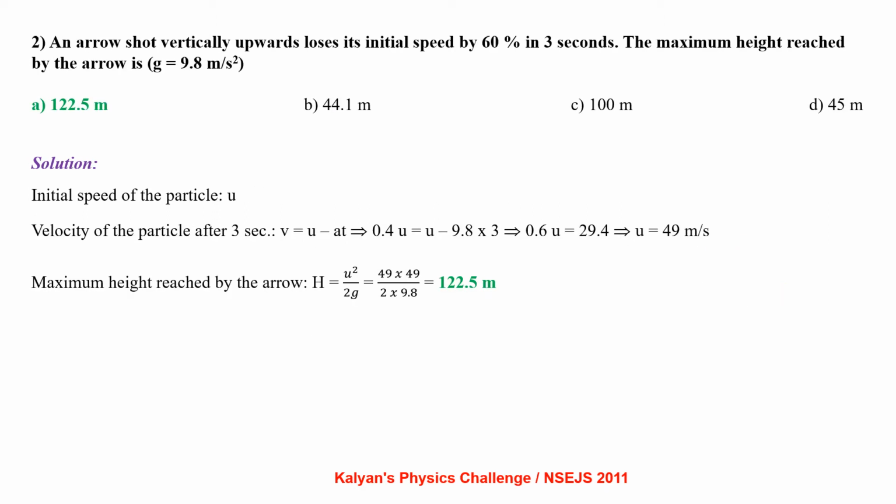An arrow shot vertically upwards loses its initial speed by 60% in 3 seconds. The maximum height reached by the arrow is? Take g equal to 9.8 meter per second square. Let the initial speed of the arrow be u. Given that it loses 60% of the speed in 3 seconds, the final speed will be 0.4 u. Applying the formula v equal to u plus at, here since the arrow is shot vertically up, a is minus g. So from there we get the initial velocity of the arrow to be 49 meter per second. Now apply the maximum height formula u square by 2g. Upon substituting this value we get the maximum height reached by the arrow to be 122.5 meter.